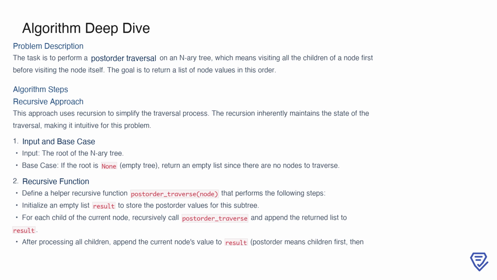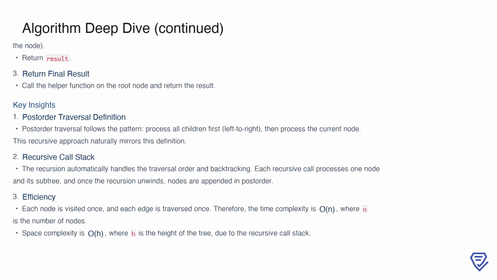Finally, after all the children have been processed, we append the current node's value to the result, reflecting the postorder sequence, and return the list. Once we have defined the helper function, we call it on the root node and return the result, completing the traversal. Now, let's delve into some key insights about this recursive approach.